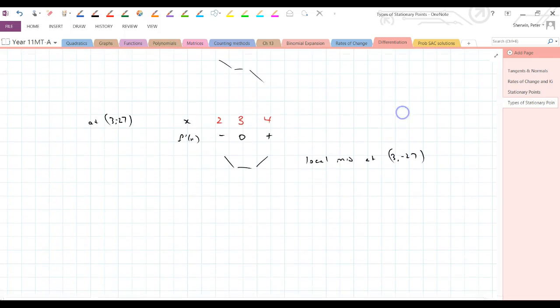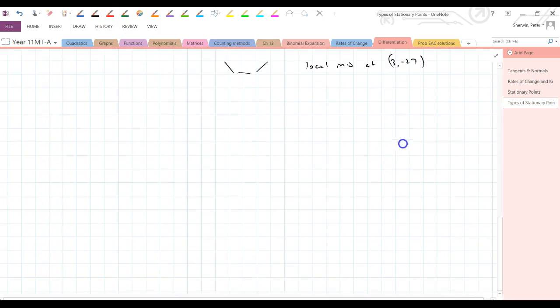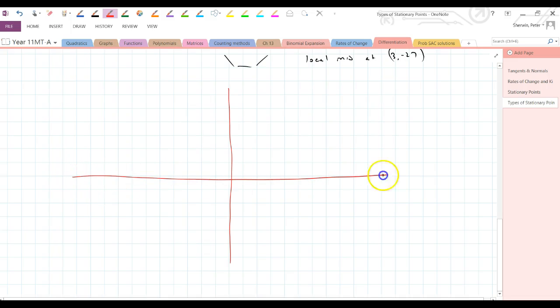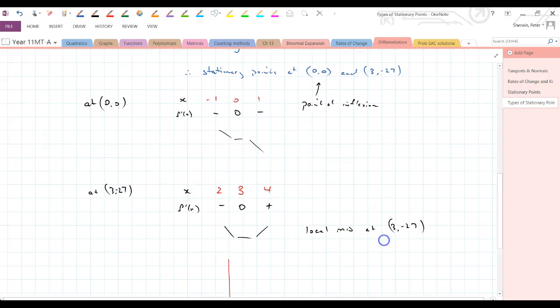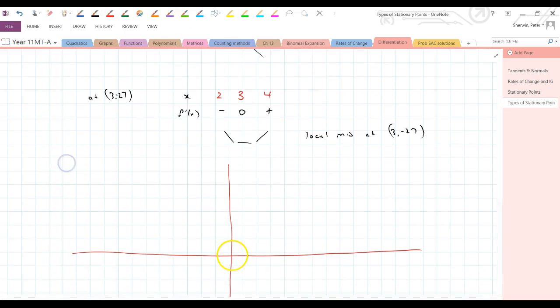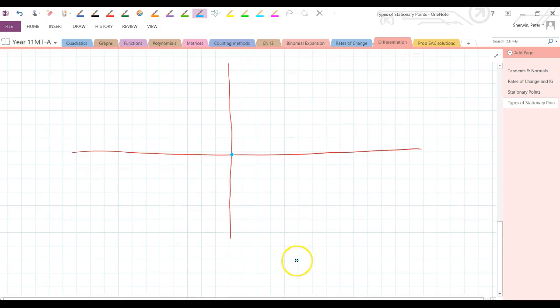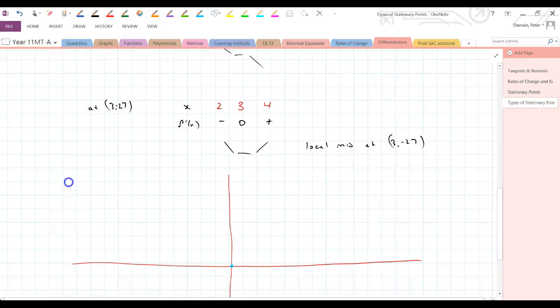And so now we go to graph it, put all that information together. We've got all the info now, so we put it into a graph. So we put in 0, 0. I've got something like this happening at 0, 0, and then at 3, minus 27. Remember, this is just a sketch, so don't get too hung up on scale. At 3, minus 27, I've got a min.